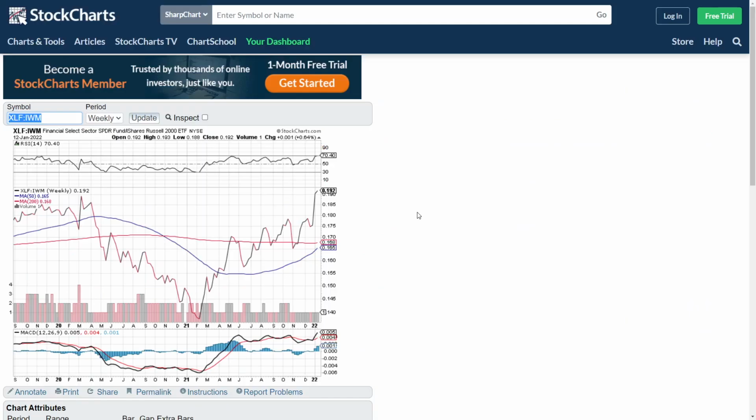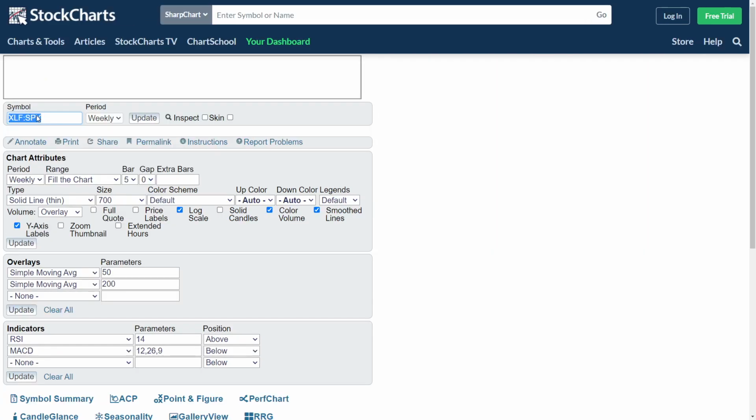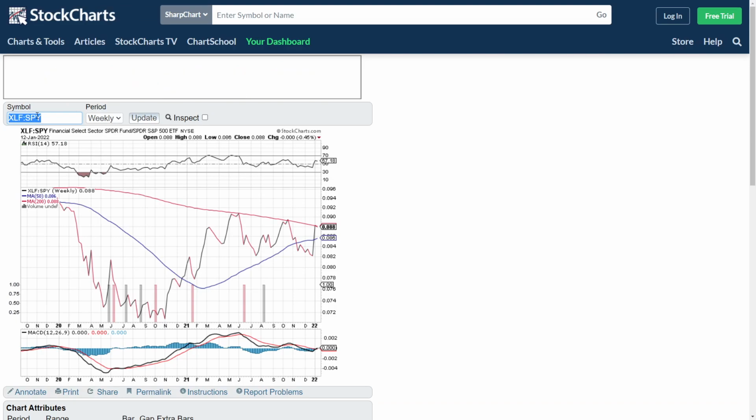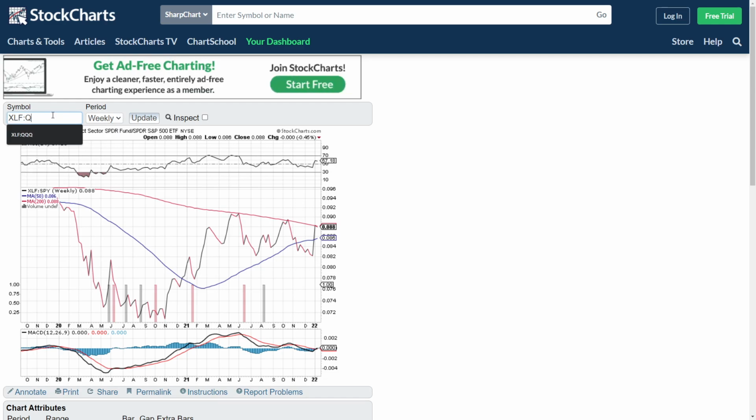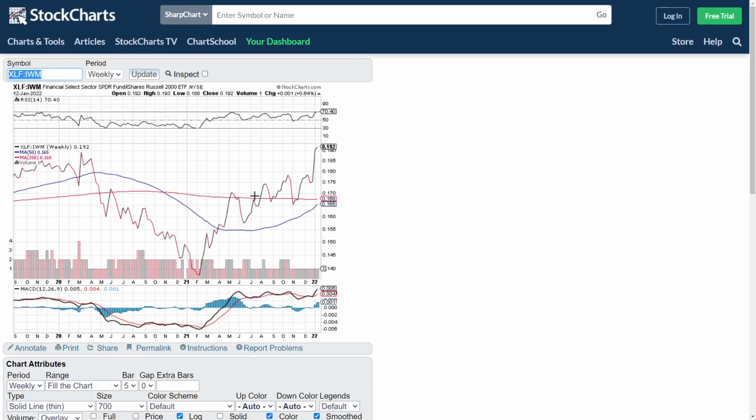So, we can look at things like XLF versus IWM, XLF versus QQQ to see relative strength, XLF versus maybe SPY, and start to see, okay, is XLF really going to outperform moving forward? Is it going to outperform SPY? Is it going to outperform QQQ? What will it outperform, right? It's definitely outperforming IWM. So what's that telling me? Well, it doesn't make any sense to have IWM in my portfolio, right?